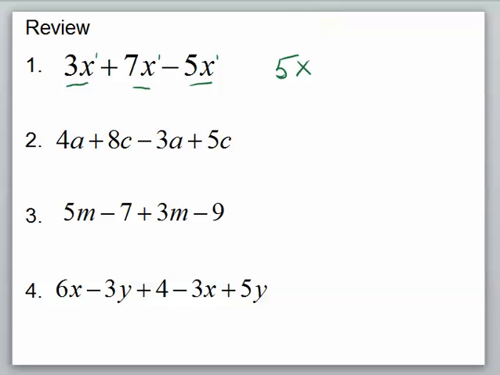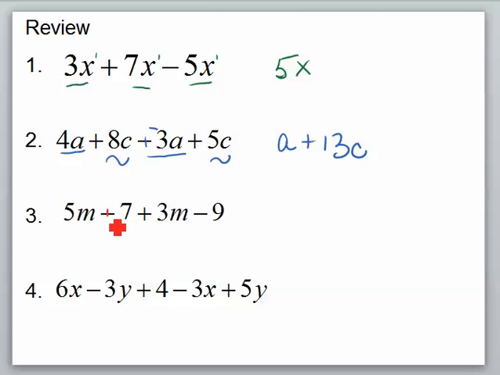On the next one, I have a 4a and a negative 3a. And I have an 8C and a 5C. So I can only put together the A's, which would give me a 1A, and the C's, 13C.